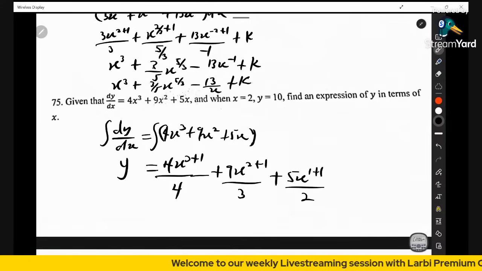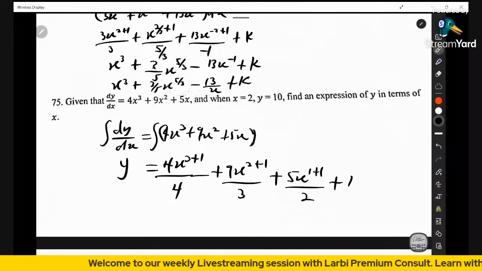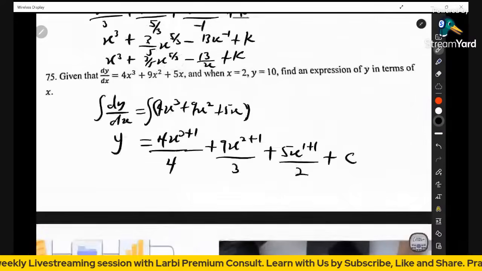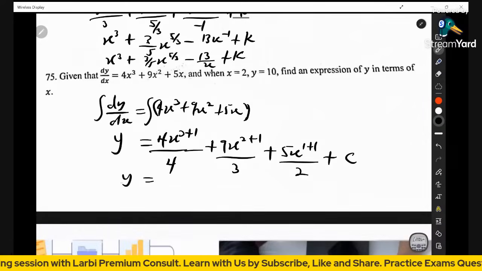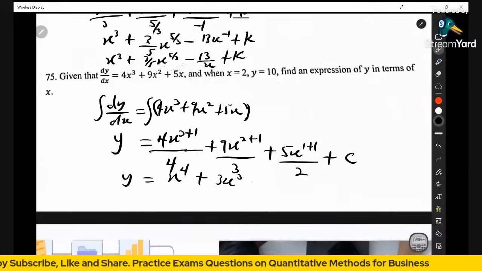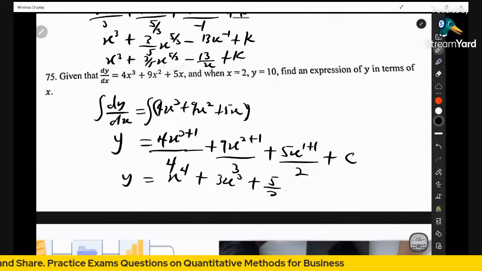Since this is an indefinite integral, introduce a constant, say K or C. So at the end of the day, we'll have our y equal to x to the power 4, plus 3x cubed, plus 5 over 2 x squared, plus c.